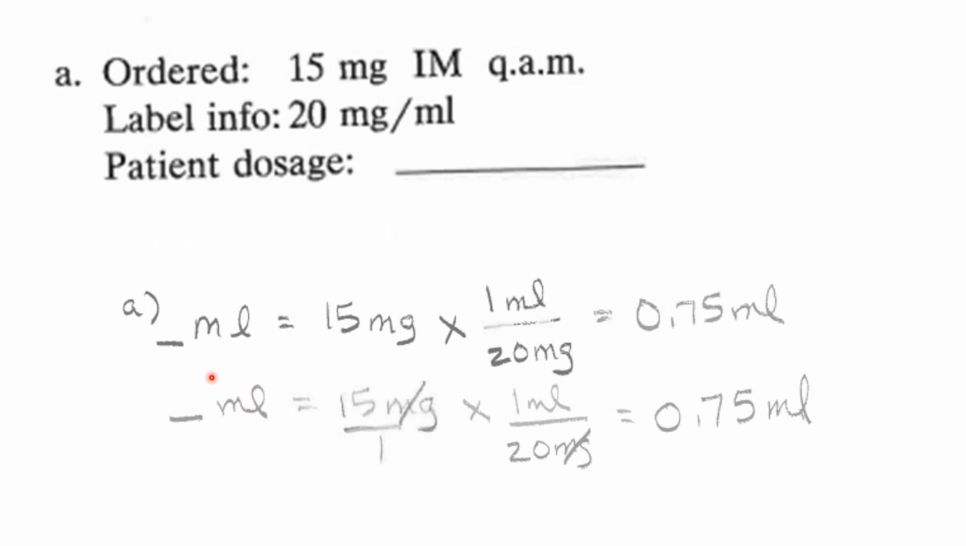Okay, so you see, we want to know how many milliliters to give. So using dimensional analysis, we're going to take 15 milligrams times 1 milliliter per 20 milligrams. And whenever we do that ratio calculation, the milligrams cancel and we get 0.75 milliliters.